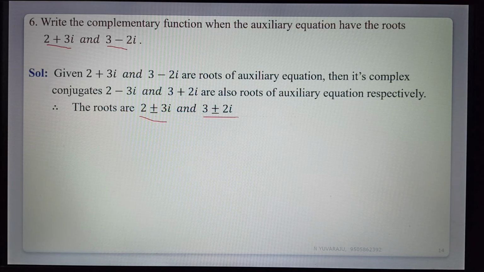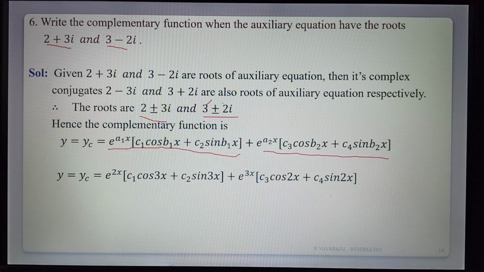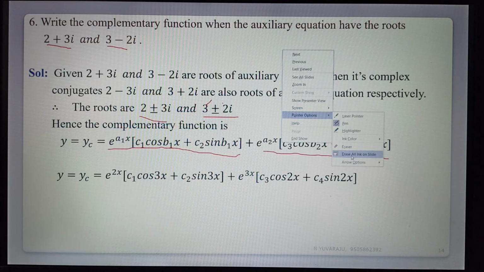These are complex roots, of the form a1 ± b1 i and a2 ± b2 i. So the complementary function is: this is the first pair of complex roots, and this is the second pair. Substituting a1 = 2, b1 = 3, a2 = 3, b2 = 2, directly we get y = yc = e^(2x) (c1 cos 3x + c2 sin 3x) + e^(3x) (c3 cos 2x + c4 sin 2x). Four roots, four arbitrary constants. So this is the solution of the given.